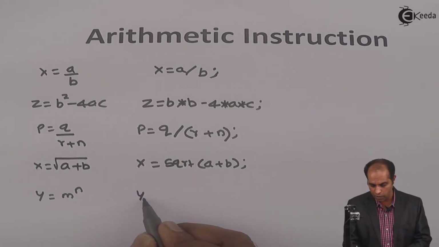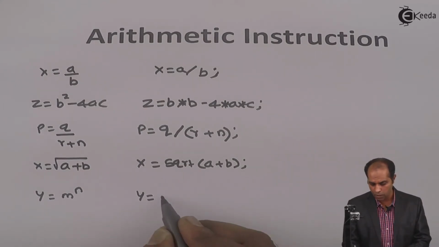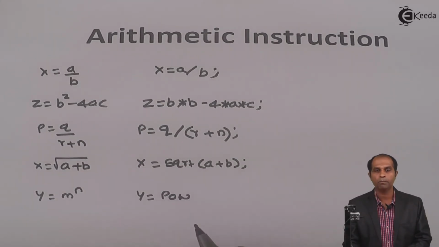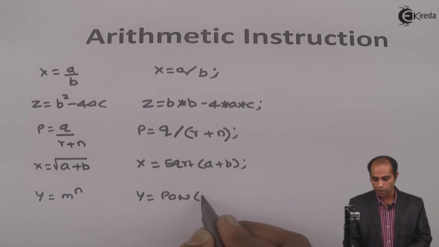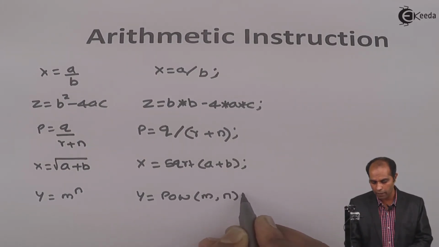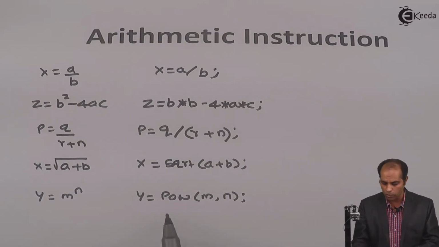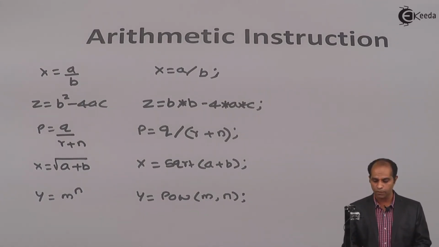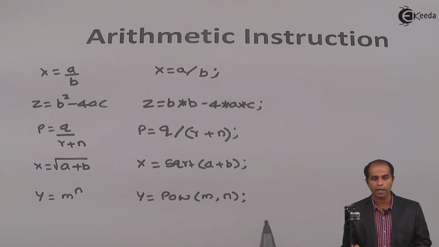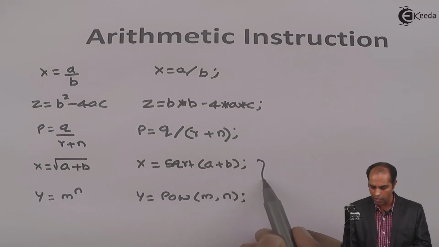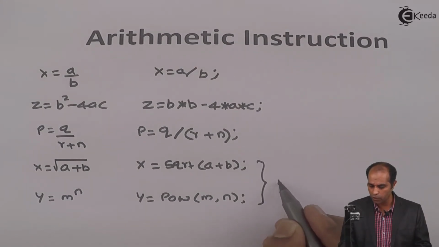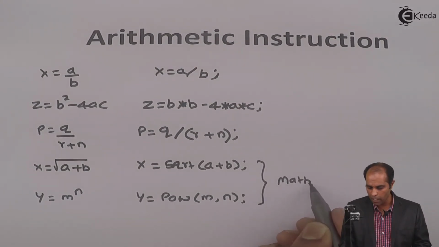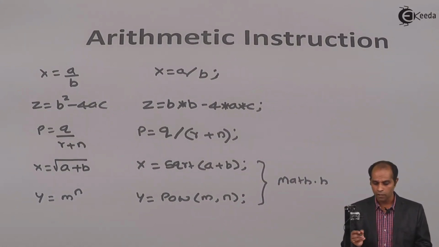So how to write this instruction? y equals pow, bracket m comma n, and a semicolon. Now pow is again a standard library function, where m is the base and n is the power. When I include sqrt and pow, you're supposed to always include a header file called math.h. So a division operation, a multiplication operation, a square root operation and an x to y operation.